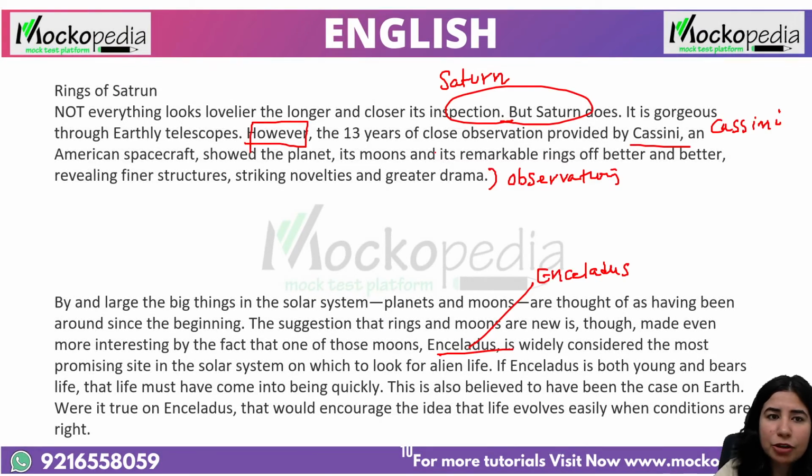कैसिनी का डेटा कहाँ था? फर्स्ट में था. Its moon and its remarkable rings of better and better, revealing American finer structure, striking novelties, and greater drama. Right?